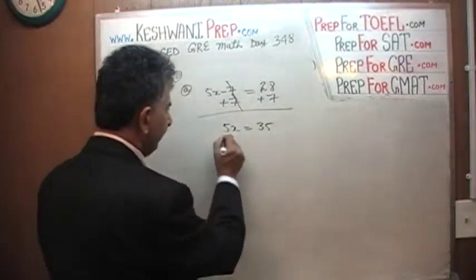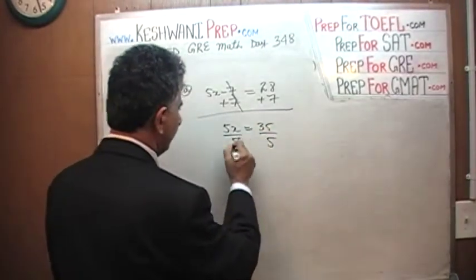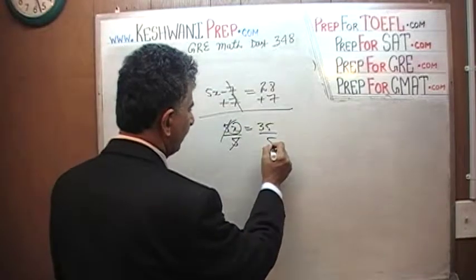We want the x by itself. Divide both sides by 5. So we can get rid of this 5. And x equals 35 over 5, which is 7.